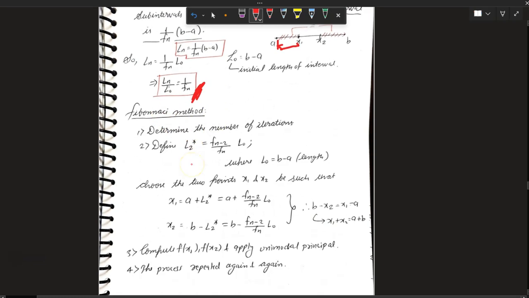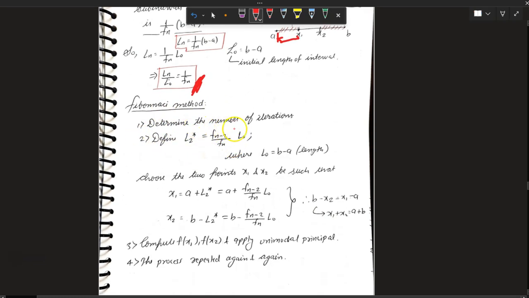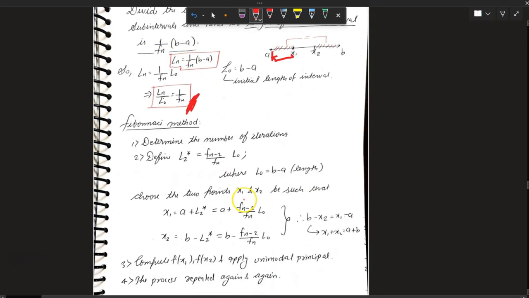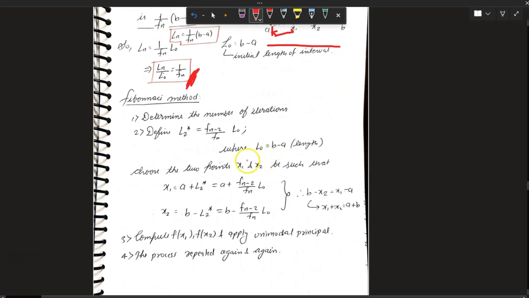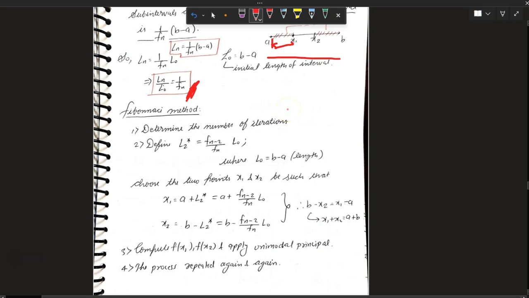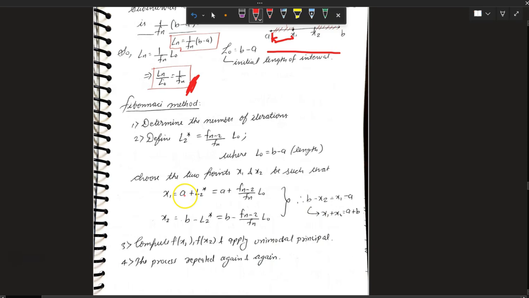So the Fibonacci method can also be given as this. Determine the number of iterations you have to perform, that is n. Define L2, the length of the first division, equals Fn minus 2 upon Fn times L0, where L0 equals B minus A. That is, L0 means the length of the whole range. Choose the 2 points x1 and x2. You have to choose 2 points only between that range, and x1 can be given as A plus L2 star, that is equal to A plus Fn minus 2 upon Fn L1.